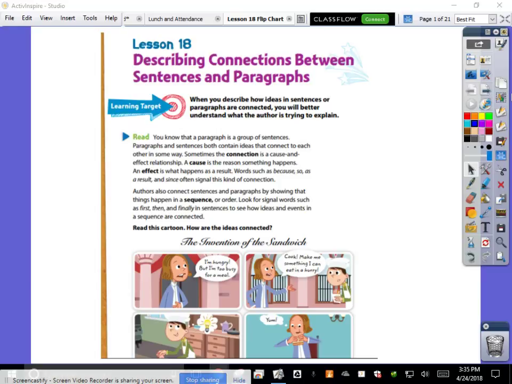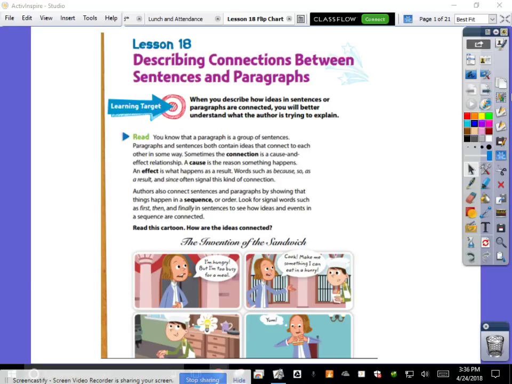So, for the learning target, what we're going to learn this week: when you describe how ideas in sentences or paragraphs are connected, you will better understand what the author is trying to explain. So, when you better understand how the author is writing, you know what he's trying to say, you know what he's trying to convey. Read.